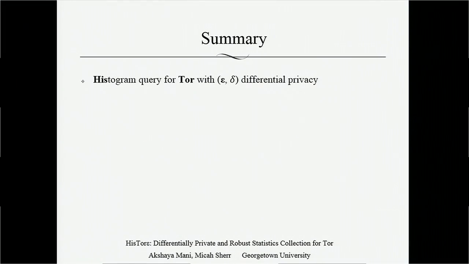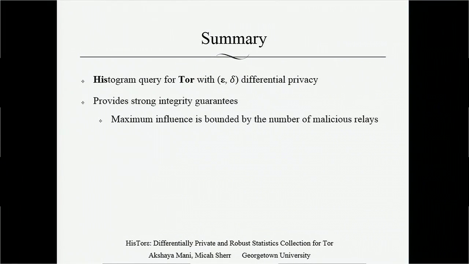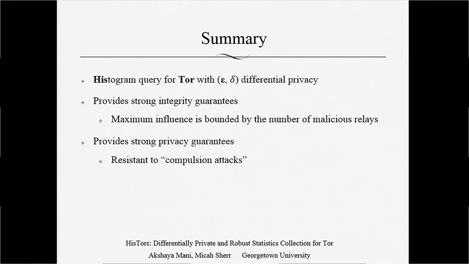In summary, HisTorE is a histogram query system for Tor with epsilon-delta differential privacy. It provides strong integrity guarantees, that is, the maximum influence by malicious relays is bounded by the number of malicious relays. It provides strong privacy guarantees, that is, it's resistant to compulsion attacks. It's highly accurate, and it incurs low overheads. Thank you.